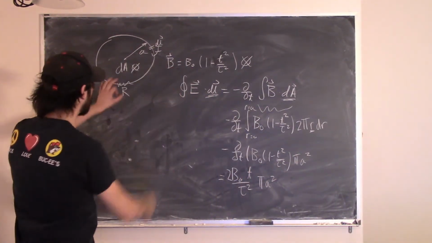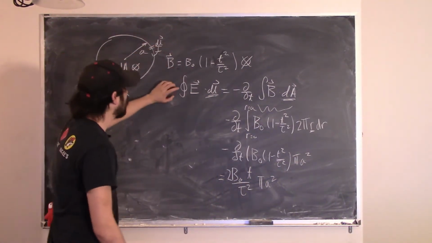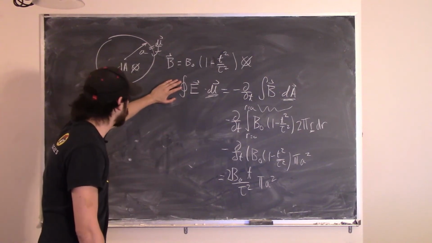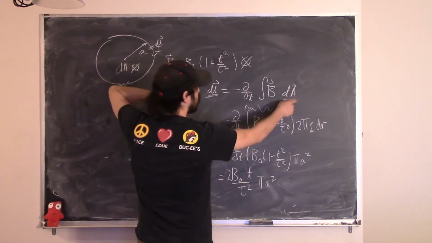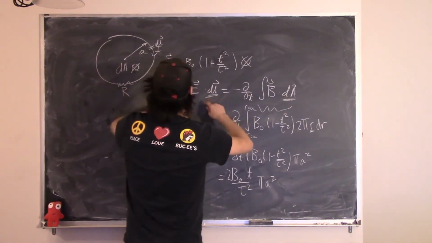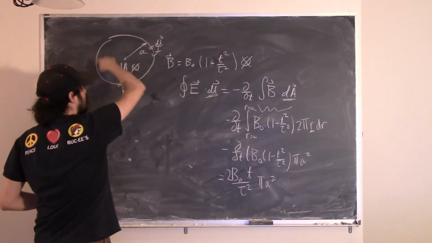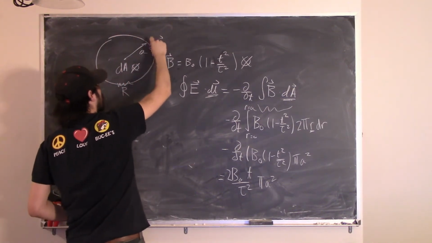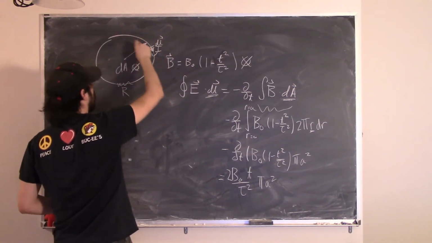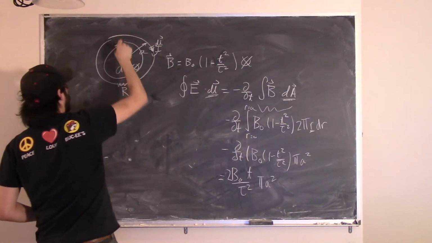The left-hand side we evaluate exactly the same way that we evaluated when we did our circuit analysis. And so because of the direction that I chose for dA, I'm forced to have this loop go around in this clockwise direction. That's why I said that this dl points this way. So dl is going to go around this way.